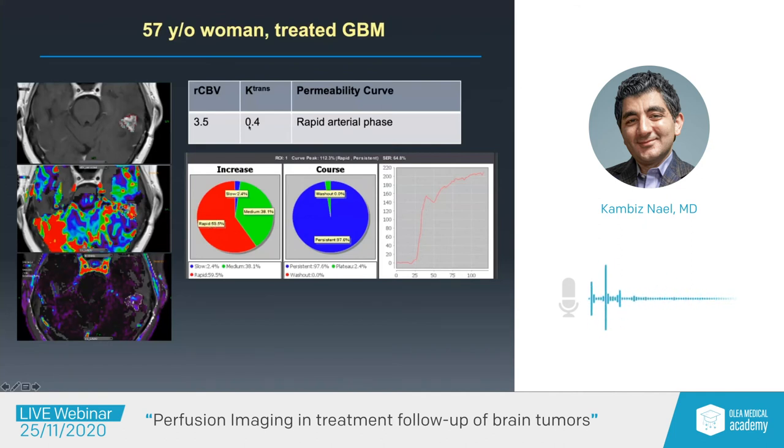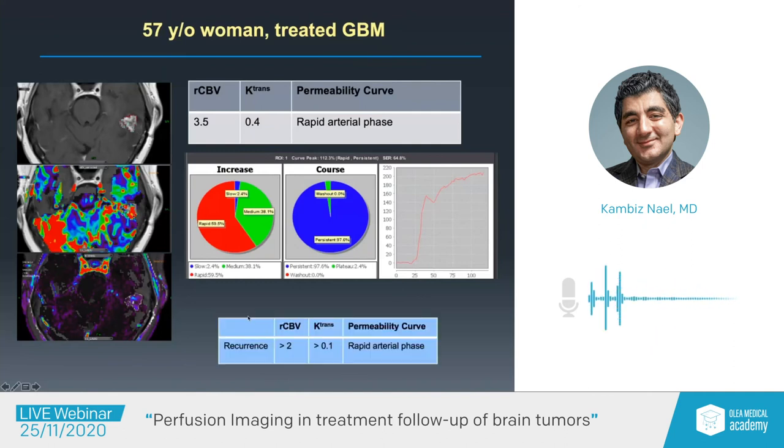So this lesion meets all three criteria for recurrent or progressive disease: RCBV more than 2, K-trans more than 0.1, and a rapid arterial component. So this was indeed a patient with progressive or recurrent disease.